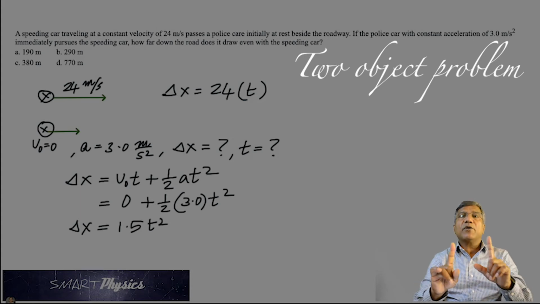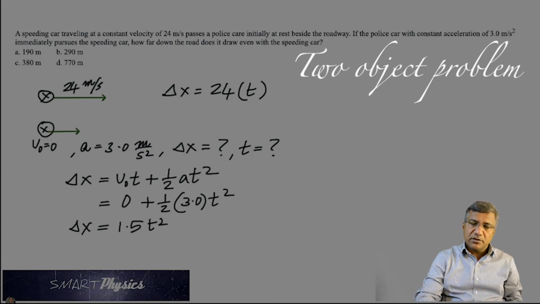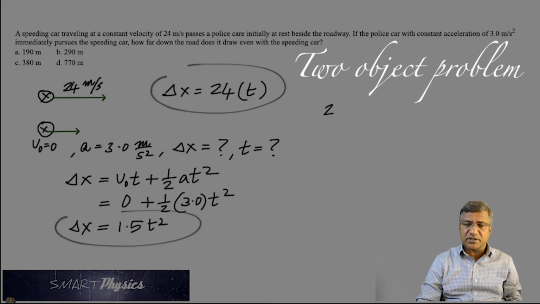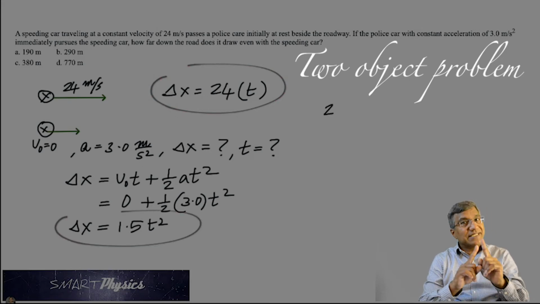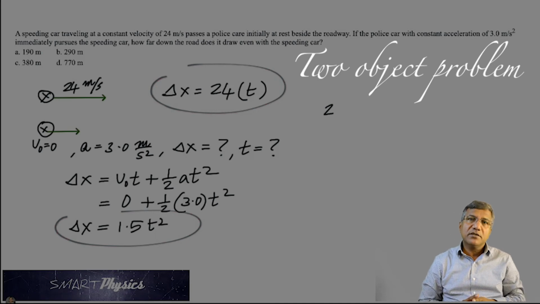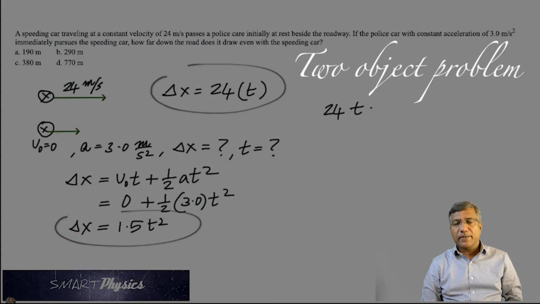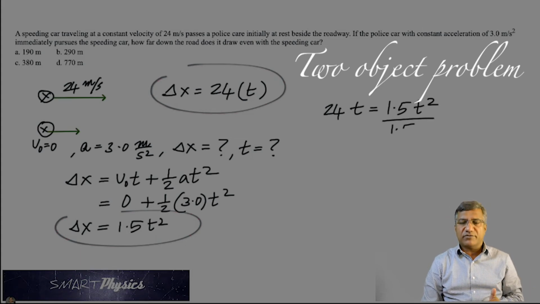Okay, so now we have two equations. Look at the two equations. Here's the first and the second. Delta x, as I told you, is the same for both, right? That means the left-hand sides of the equations are equal. If the left-hand sides are equal, then we can put the right-hand sides equal to each other. That's what I'm doing now. 24 multiplied by time is 1.5 t squared.